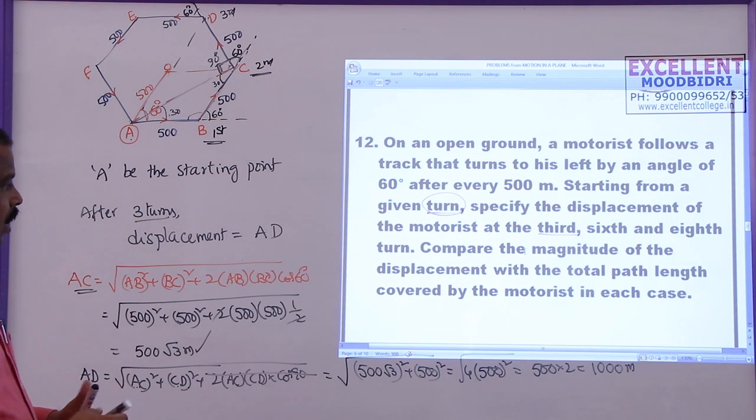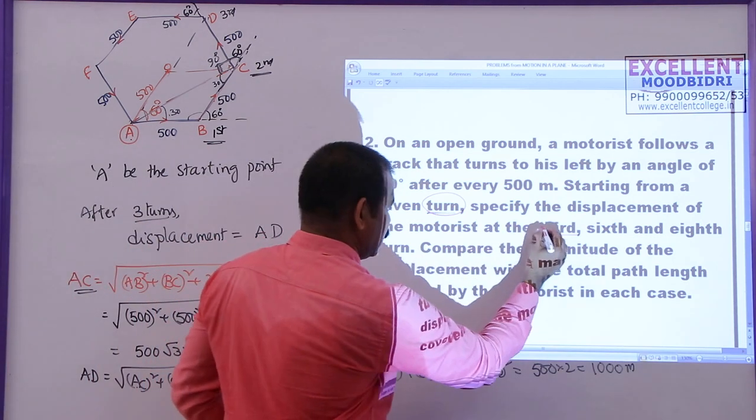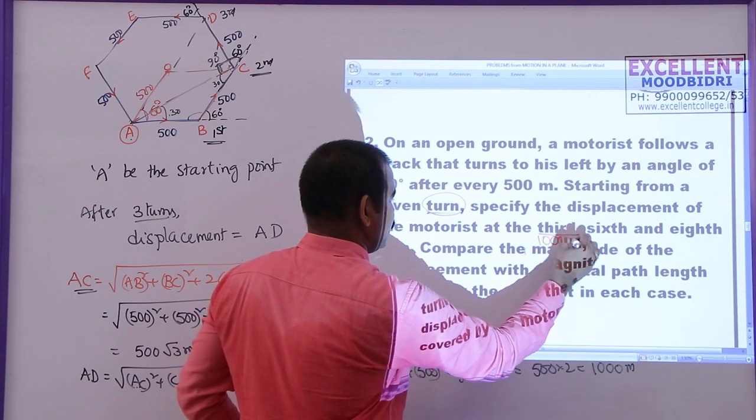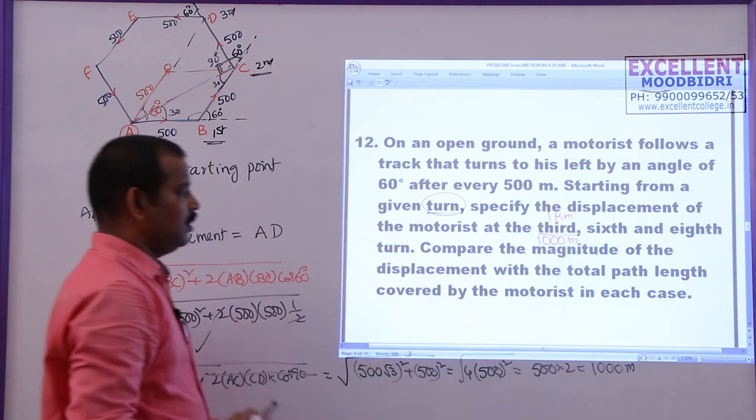So what is the displacement after the third turn? After the third turn, displacement is 1000 meters, or 1 kilometer.